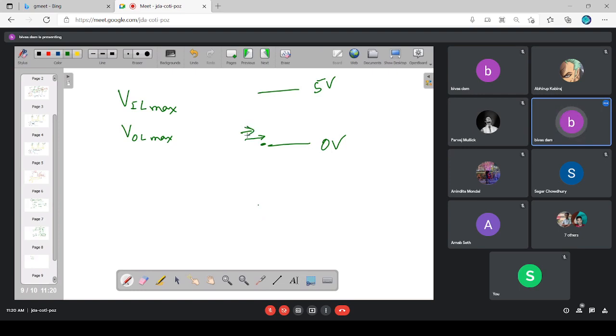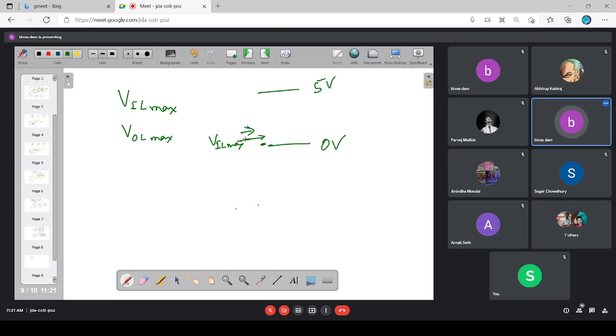Okay, is it clear now? This VIL max is this particular level. So this is the voltage level which signifies that everything less than or equal to this input signal, I'll be treating to be 0. But if the signal is above this, I cannot say whether this is 0 or not. Rather, I will say that this is not 0. Clear? Yes, sir.